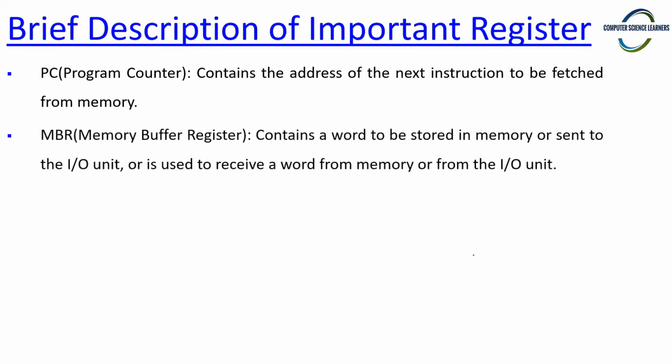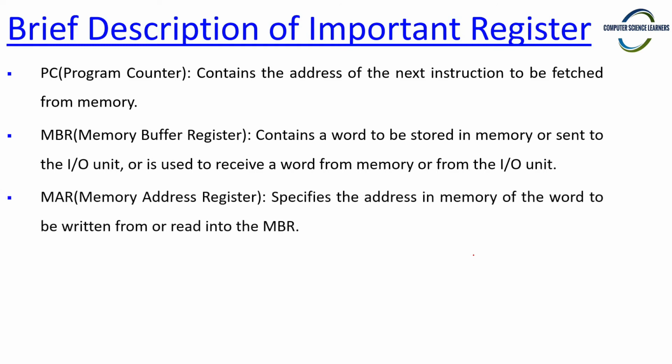Similarly, we have memory buffer register. It stores a word to be stored in the memory or to be read from the memory. This is a kind of communication when the CPU communicates with the memory unit and wants to send some data or receive some data from the memory. So that data comes through the memory buffer register.